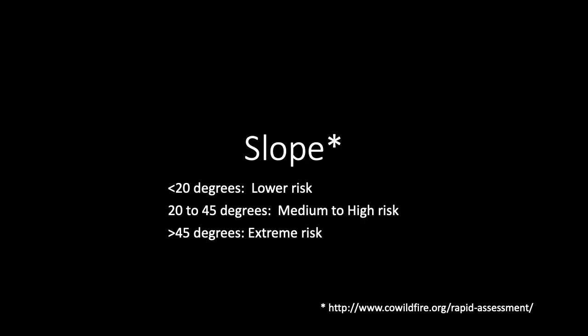For the purposes of understanding slope as it pertains to wildfire risk, anything less than 20 degrees is considered lower risk. This does not mean it is zero risk. Anything from 20 to 45 degrees is medium to high wildfire risk, and anything greater than 45 degrees is at extreme risk for wildfire.